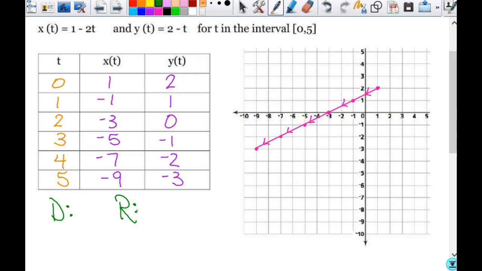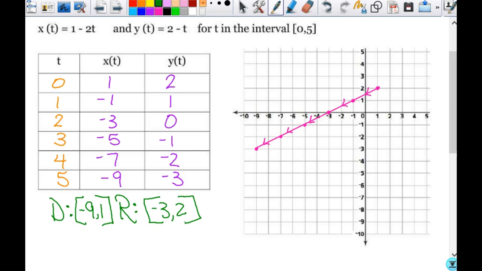Who wants to give me the domain? Anybody? Should be a piece of cake. -9 to what? To 1. Right? And my range is what? Good. -3 to 2.